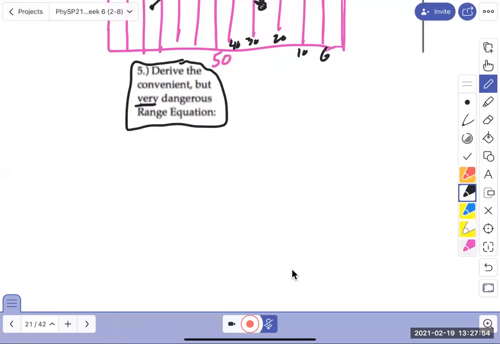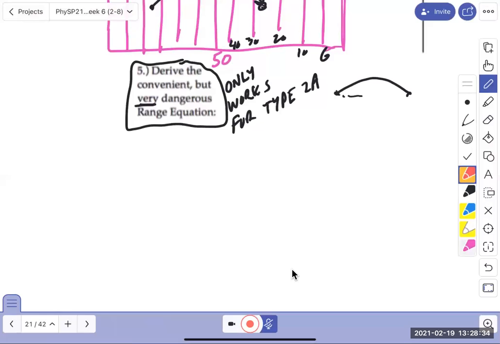The reason why it's dangerous is it only works for type 2A. But there's a lot of type 2A projectile motion. A lot of things, football, baseball, you throw the ball, at Fort Sill you shoot off the cannon. It ends up landing at about the same height that it took off at. And so range is a pretty good approximation. Okay. So let's do this thing here. By the way, this will be something you'll have to derive on the next test. So I have a nice laid out derivation, but let's just do it together.